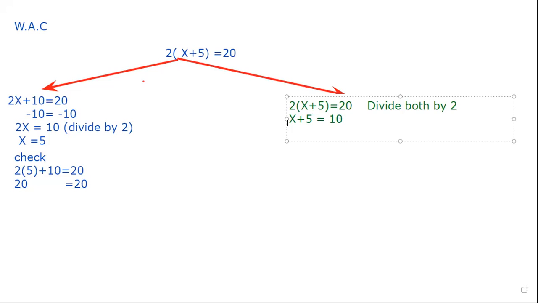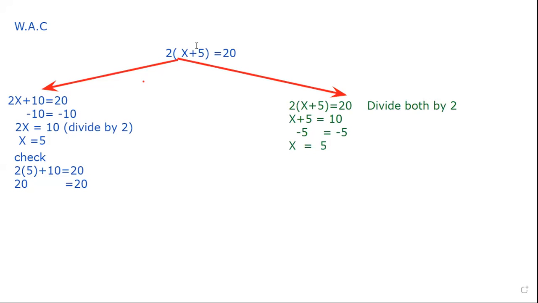Then after that, I have x plus 5. Which number do I have to add now? Minus 5, right? Because we have x plus 5, so we have to add minus 5 to both sides. So by the end, I have x equal how many? X equal 5, right? So this is how we can solve a two-step equation.